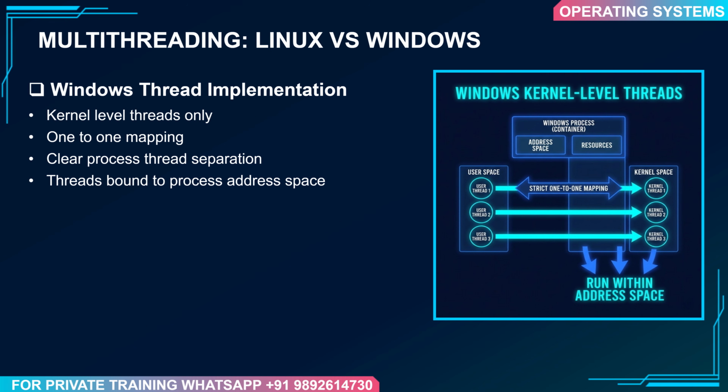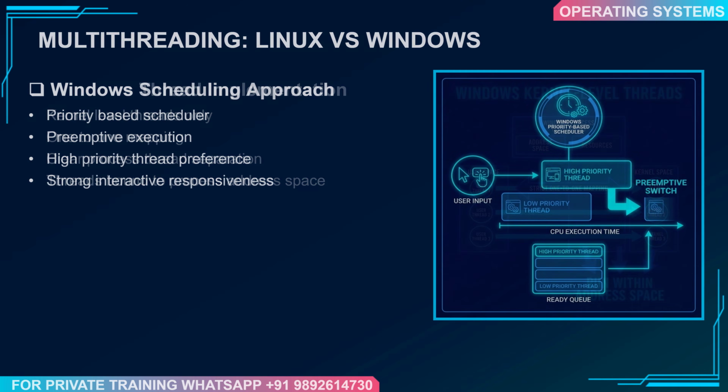This is similar to modern Linux, but the internal design philosophy is different. Windows clearly separates processes and threads in its internal data structures. A process holds the address space and resources, and threads belong to that process and run within that address space. Scheduling in Windows is also different. Windows uses a priority-based preemptive scheduler. Each thread has a priority, and the scheduler always prefers higher priority threads. If a high priority thread becomes ready to run, it can preempt a low priority thread immediately.